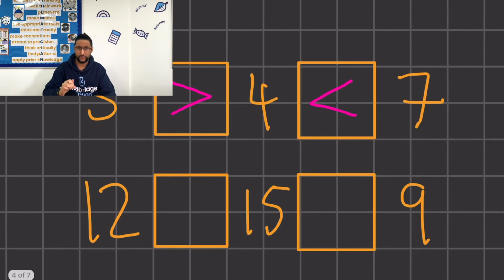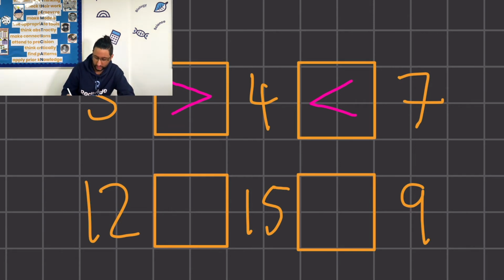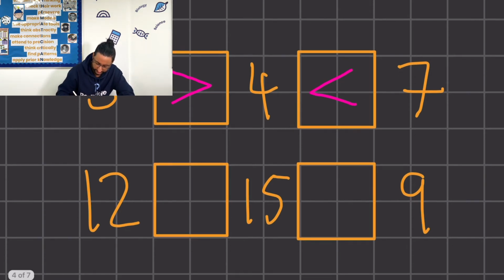Take a second to see if you can have a go at this next one. We've got 12, 15 and 9. Okay, so how does 12 relate to 15? Well, 12 is less than 15, and 15 is more than 9.